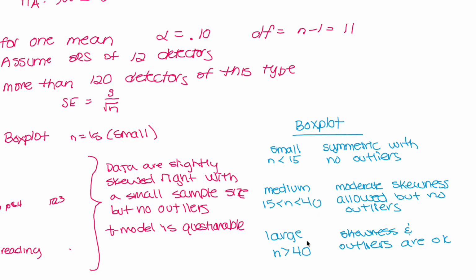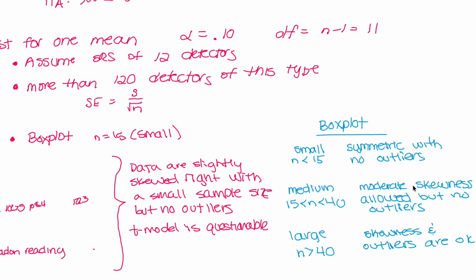Last but not least is when n is greater than 40, which means we have a large sample size. Even though there's skewness and there are outliers, both of them are okay, because the larger the sample size, the better your data, and the better the graph you constructed will represent the data we're using. So those are some scenarios to consider when you're constructing your box plot, before you actually do that.